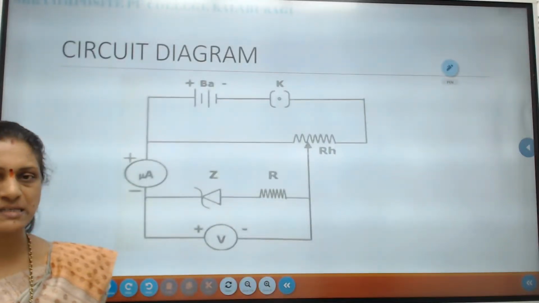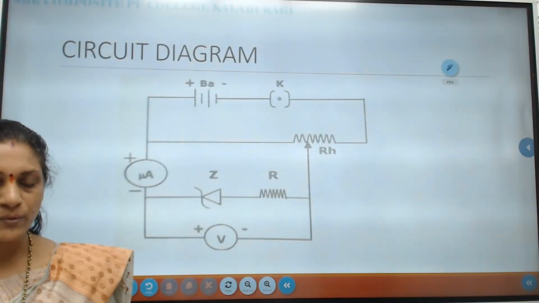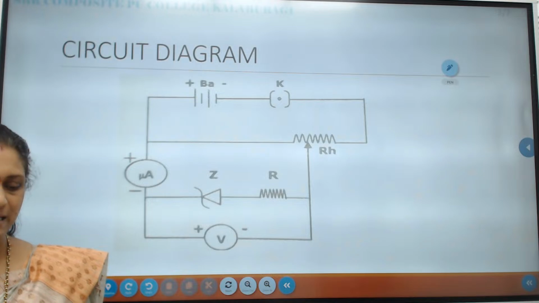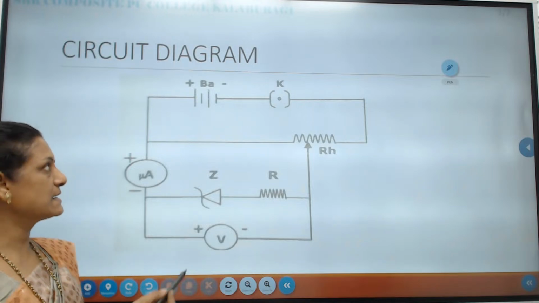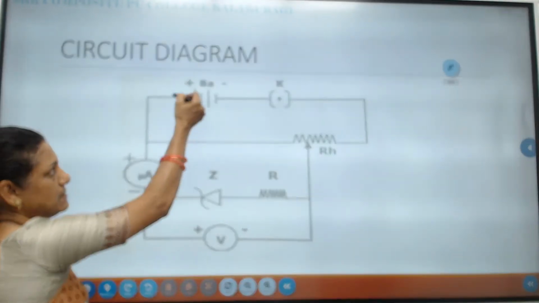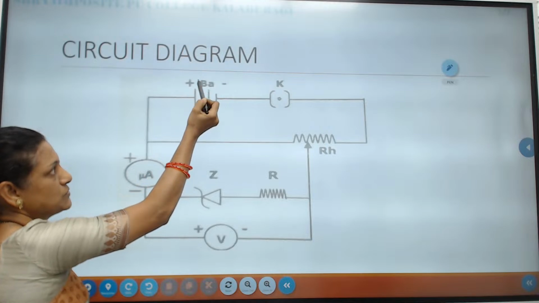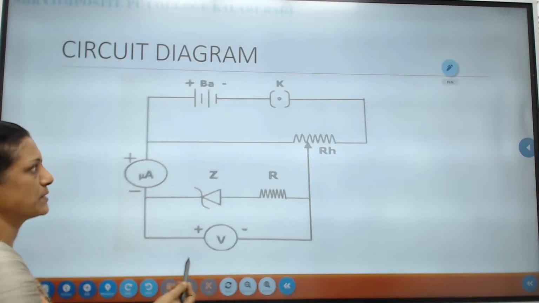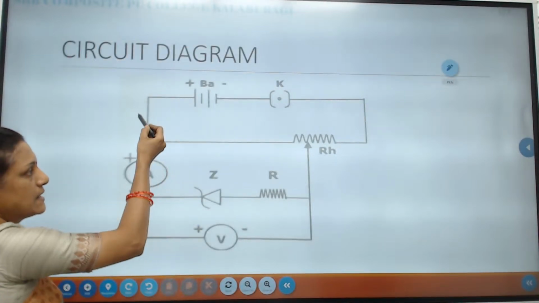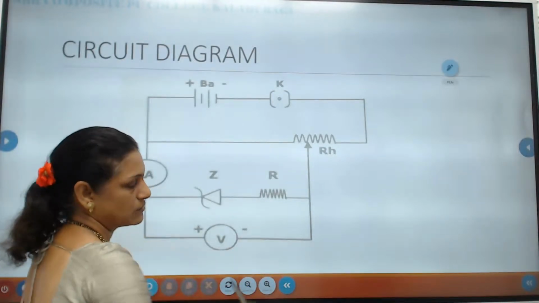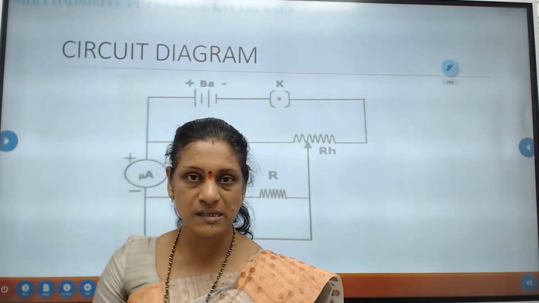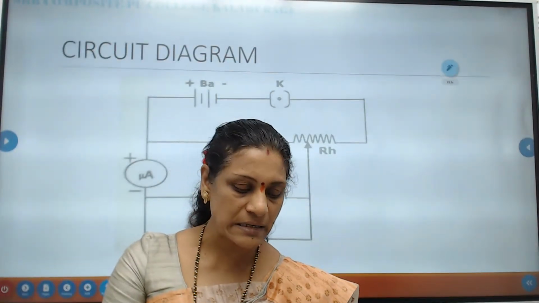Now you see here the circuit diagram. We need to connect the circuit diagram. If you are observing in the diagram, there is a battery. In that battery, this one is the positive terminal, this one is the negative terminal. Positive of this battery is connected to the rheostat. This is our rheostat.